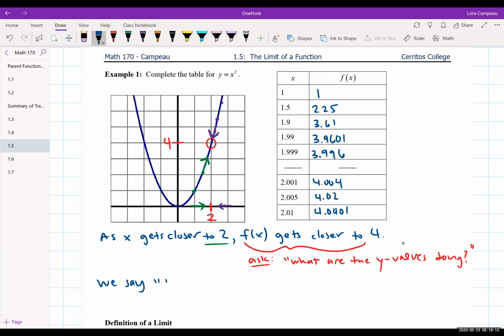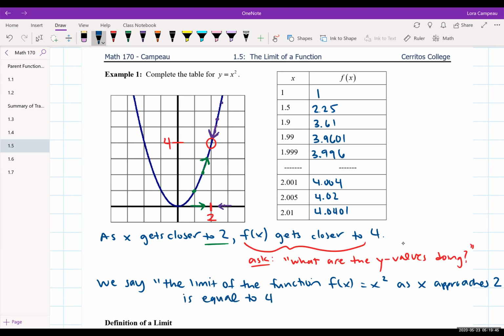And if we want to speak about this a little more formally, we're going to say the limit of the function f of x equals x squared as x approaches 2 is equal to 4.